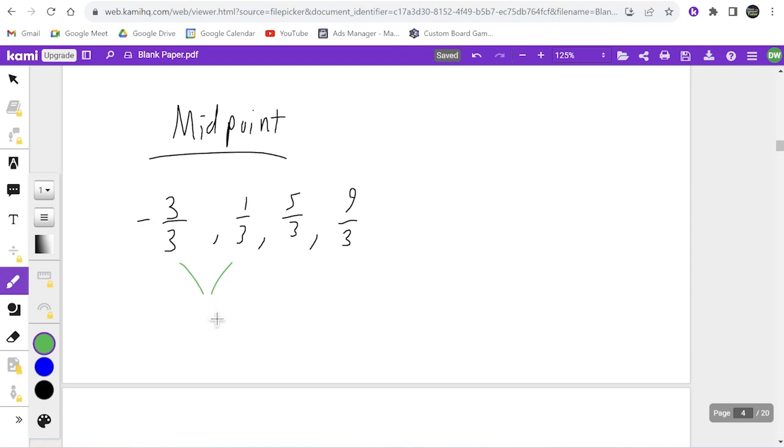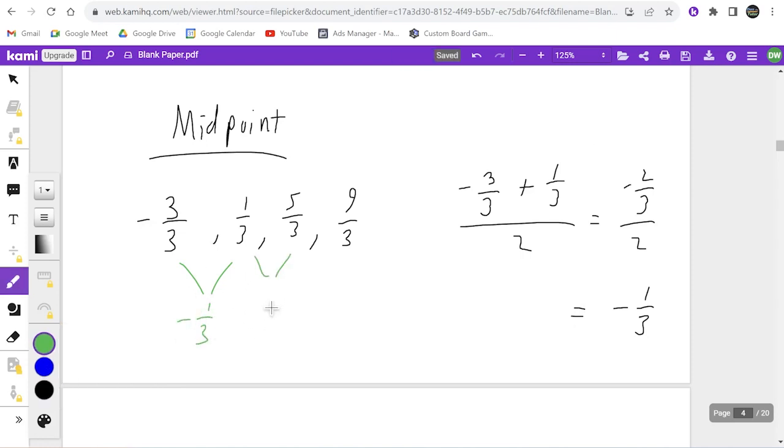If you want my advice, whenever you get stuck on an average, what you should do is add the numbers together and divide by 2. For instance, negative 3/3 plus 1/3 divided by 2. It's going to be negative 2/3 over 2, which is the same thing as negative 1/3. And that's exactly what this is going to be here. If you do the same thing for the next number, it's going to be 3/3 or 1. And then doing the same thing for the last one, that's 14/3, so then 7/3. So that's how you find your midpoints.